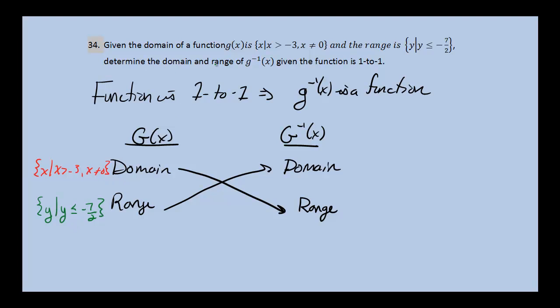Now we have to determine the domain and range of g inverse. So we recognize that the range of g corresponds directly to the domain of g inverse. So we can write the domain of g inverse as x such that x is less than or equal to -7/2. And the domain of g corresponds to the range of g inverse, so we can write this as y such that y is greater than -3 and y cannot equal 0.